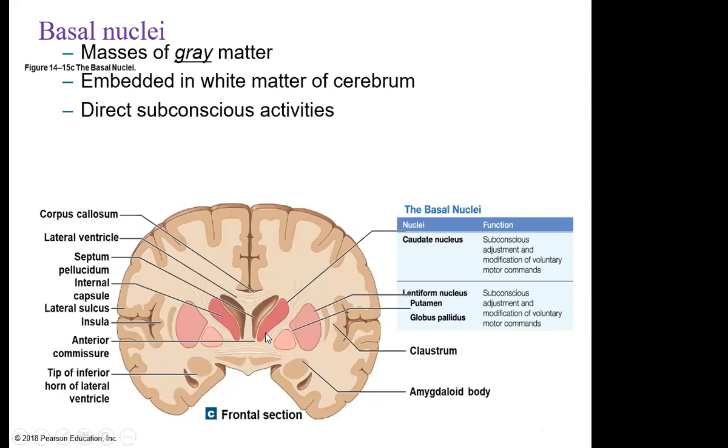However, we have the basal nuclei, which are these masses of gray matter that are important in subconscious activities. That's the word that you want to make sure you understand with basal nuclei. This is subconscious. This is not conscious effort. This is things that your body is going to do all by itself. The basal nuclei includes a couple of different structures, such as the caudate nucleus, the lentiform, putamen, globus pallidus. All of these structures are going to help in subconscious adjustment and modification of voluntary motor commands.